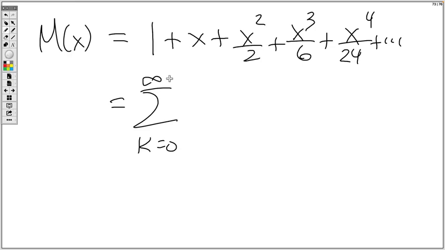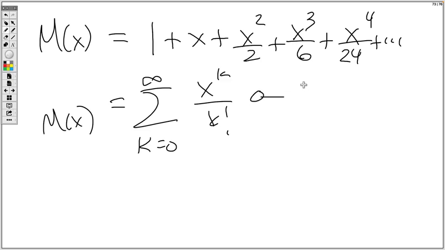Now, unlike sine and cosine, which are alternating, is this series alternating? No. So no negative 1 we need there. Unlike sine and cosine, which either have just the odd powers or the even powers, e to the x has what? All the powers. And if I look at the denominators, like sine and cosine, the denominators are all the corresponding what? Factorials. So this would be just x to the k over k factorial.